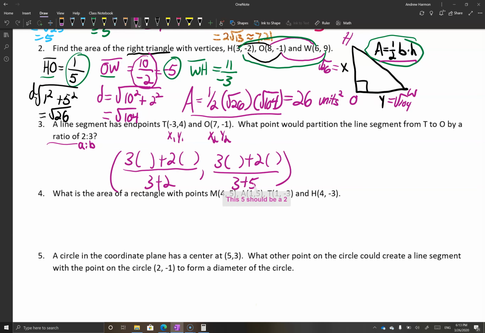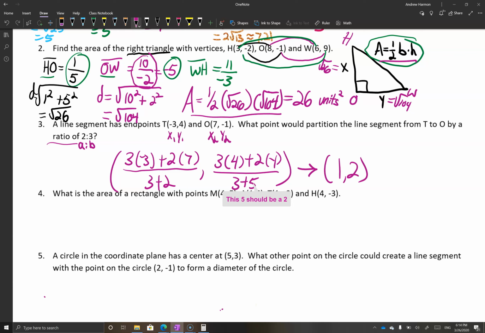And then we just got to put in our x values and our y values. So we do x1, x2, y1, y2. And then you just multiply it out. So that simplifies to 1, 2. That's all there is for that one.